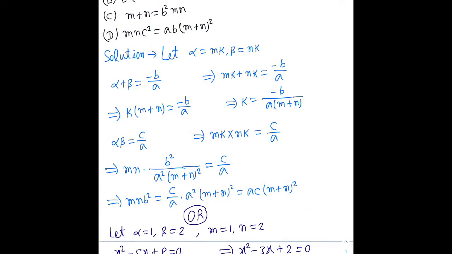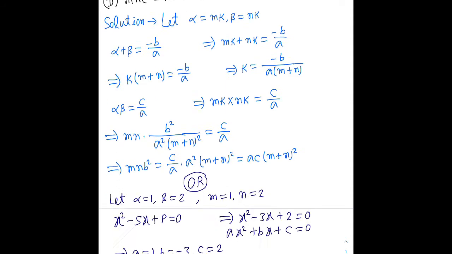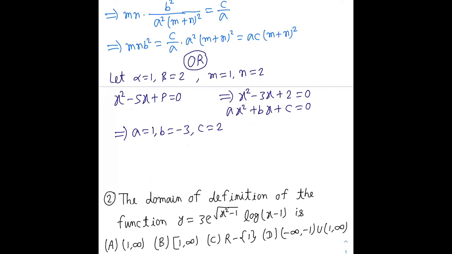Now you know the value of mn as well as abc. All the options are having abc and mn, so you have to substitute the values of mn and abc in the options. If you substitute in the first option, mn into b square is the left hand side of the first option. So 1 into 2 into b, b is nothing but minus 3, whole square of that. So it will become 18.